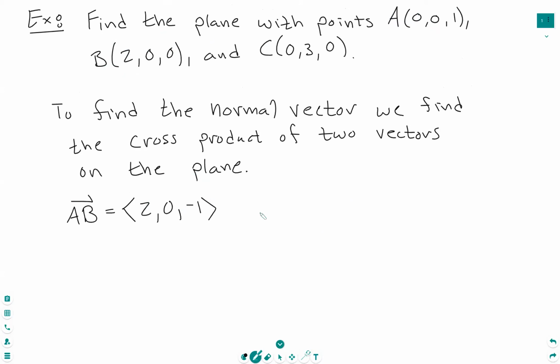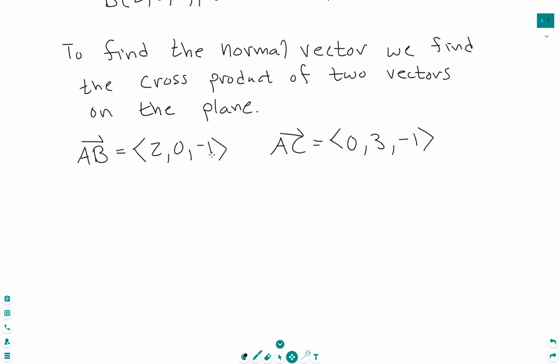And then I'm also looking at a second vector that lies on the plane, the vector that goes from A to C, which is the vector that points at C, 0, 3, 0, minus the vector that points to A, 0, 0, 1. So we'll get 0, 3, -1. So these are two vectors that are on the plane. And we could have done different combinations. We could have done B to C. That would have been another perfectly fine candidate. But these are now two vectors on the plane.